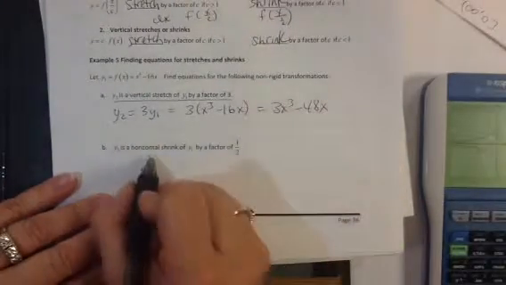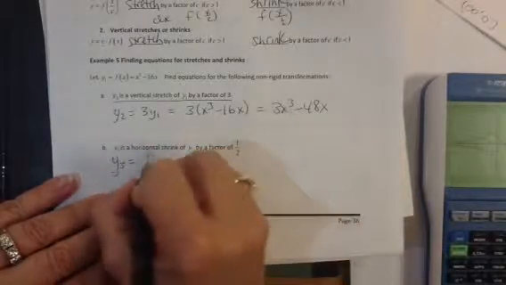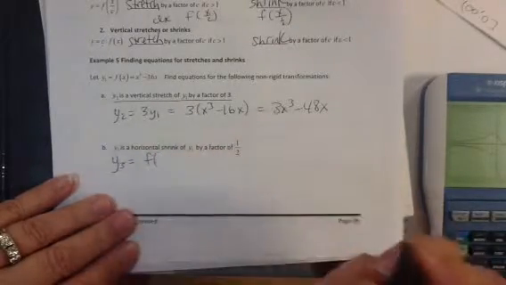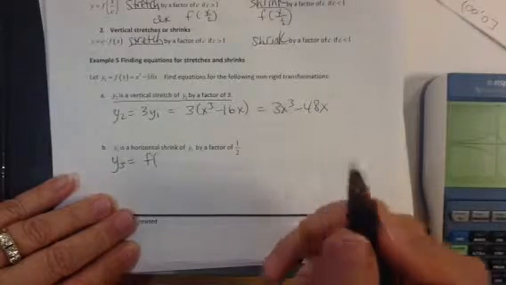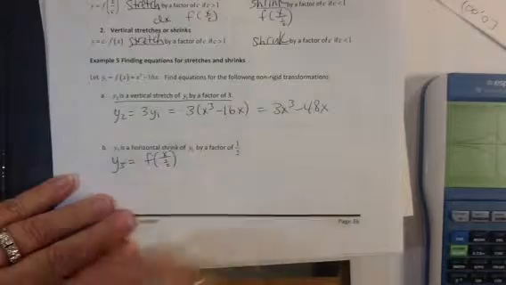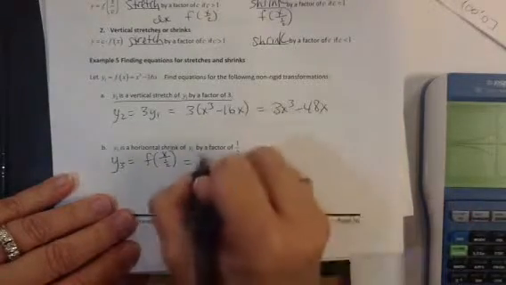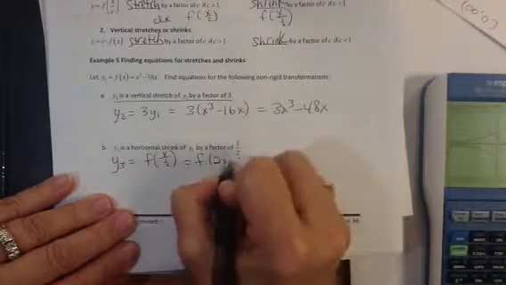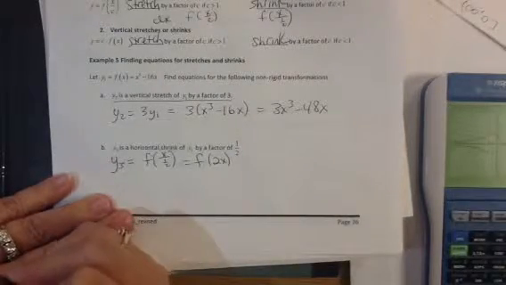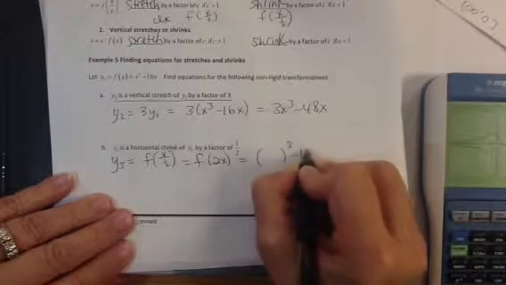Now this one tells us we want a horizontal shrink. So y3 is going to be whatever y1 is, but it's a horizontal shrink. So what I'm looking at is I'm going to take this and shrink it by a half. So I'm going to take and simplify this, and that's what I'm putting into my equation. So now I'm going to take this, cube it, minus 16.